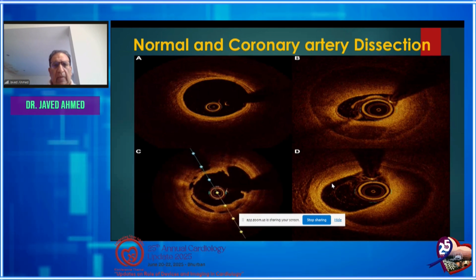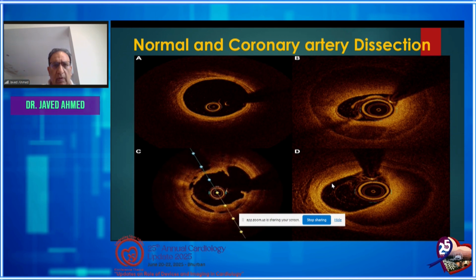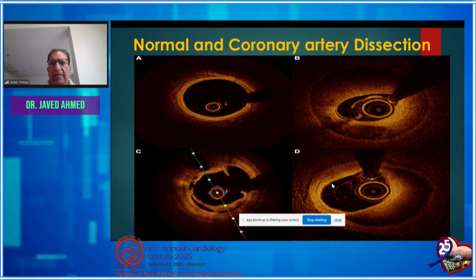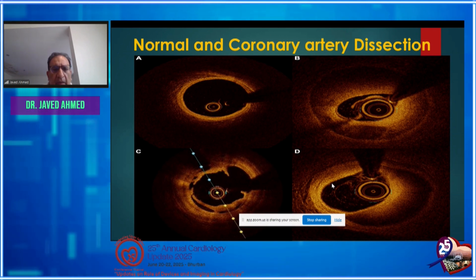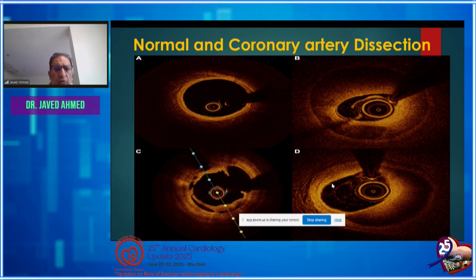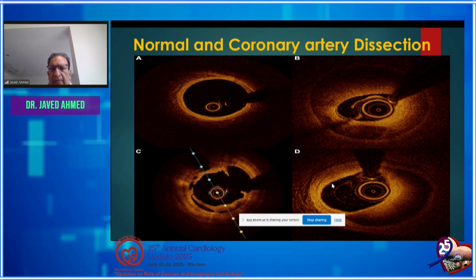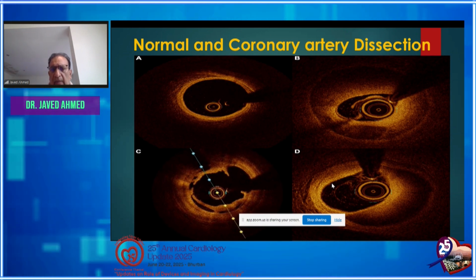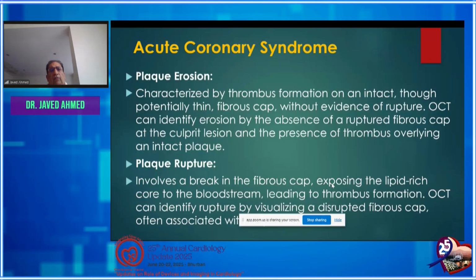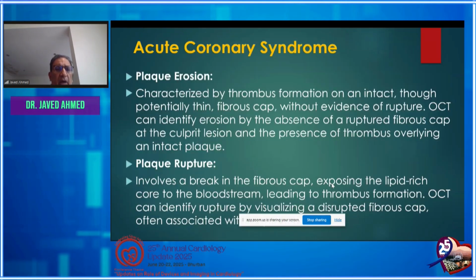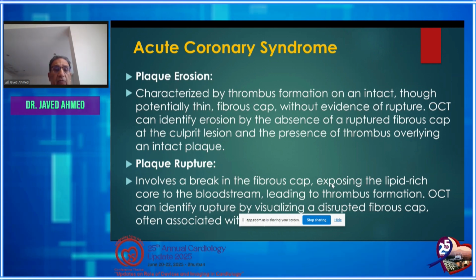And then the OCT demonstration of a normal lumen in panel A, and then B is a dual lumen due to dissection, and C is a dissection flap, which you can very clearly see. And then D is again dual lumen. And now, what is the difference between plaque erosion or plaque rupture? I will show you the OCT images of that.